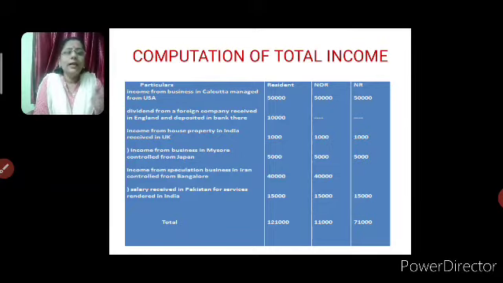And next, income from house property in India. See, we have to understand carefully what they have given: income from house property in India. Where is the house property situated? It is situated in India. And next, what they have given is received in UK. Understand here properly, the income from house property is there in India. That is why, if it is in India, it is liable to tax for all the three: 1,000, 1,000, 1,000. I think it is clear.